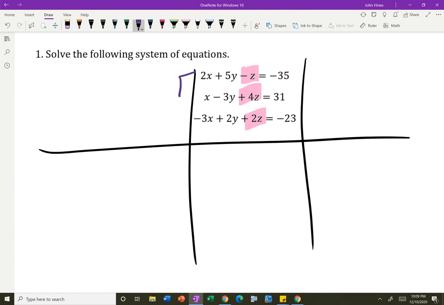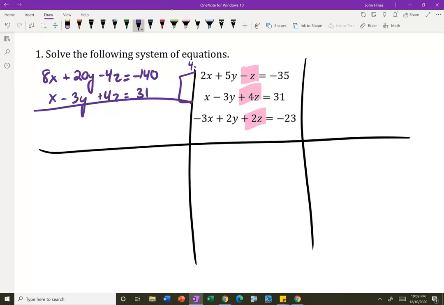Let's do top and middle, but those don't make 0. I've got to multiply this by 4. So 8x plus 20y minus 4z equals, if only I knew what 4 times 35 was. Good thing I've got a calculator right here. That's dead. Great, I get to do some mental math and embarrass myself. That should be negative 140. And then I'm not touching that middle equation. x minus 3y plus 4z equals 31. So now those eliminate, and I'm left with 9x plus 17y equals negative 109.